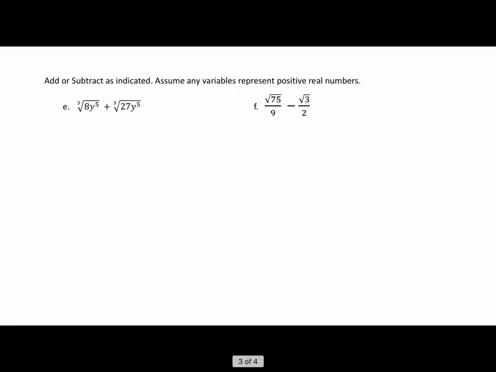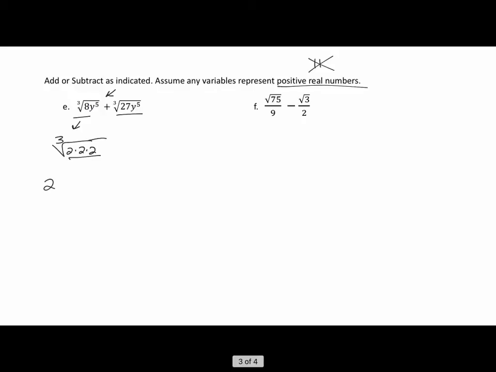More adding or subtracting, and variables are positive real numbers only. And that's so we don't have to worry about the absolute value, right? It doesn't matter. So E, we have cubed root of 8y to the 5th and another cubed root separated by the addition, but they don't look like they have the same radicand. So let's simplify what we can first. So the cubed root of 8 is definitely going to be 2.